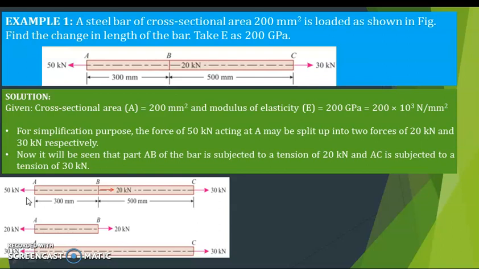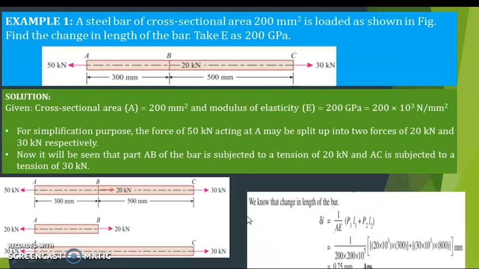Next, consider at A: a 50 kilonewton load is there. Here you consider only 20. So the remaining 30 is left out, that you can consider with this C. Okay. Now at A, 50 kilonewton, when you add you have to get the same load. At A, 20 plus 30 is 50. At B only 20. At C it is 30. So like this you can split the forces. Okay. Next step is easy.